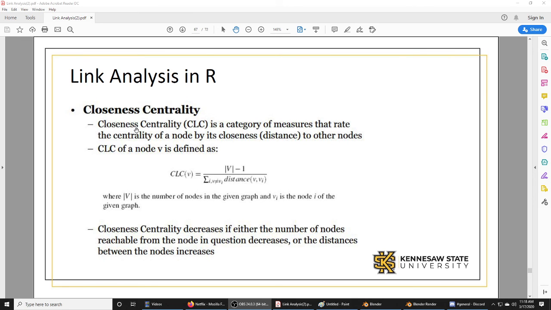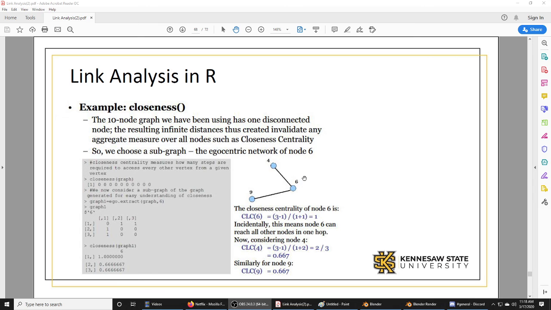Closeness centrality. We talked about closeness before. You know how to calculate closeness, so let's just see how it's done in R. In R, we take this same matrix because we need to be able to get to all the points in order to calculate closeness. And we can see that the closeness for node 6 is 1, the closeness for 4 is 2/3, and the closeness for 9 is also 2/3.